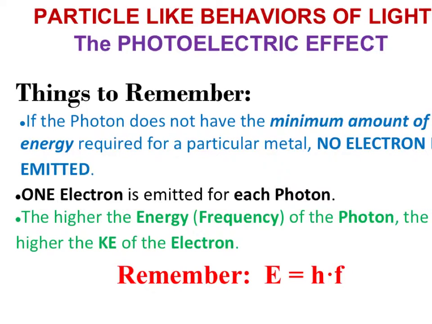So if a photon does not have the minimum amount of energy required, no electron will be emitted. It just gets absorbed by the metal. One electron will only be emitted for each photon of light. So the more light you shine, the more photons will be released. Also, the higher the energy or frequency of your photon, the higher the kinetic energy of your electron. So your main equation is energy is equal to Planck's constant times the frequency of light. The bigger the frequency, the more waves per second of the color of light, the more energy you have.